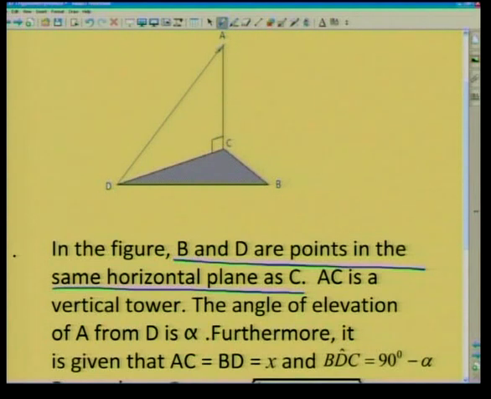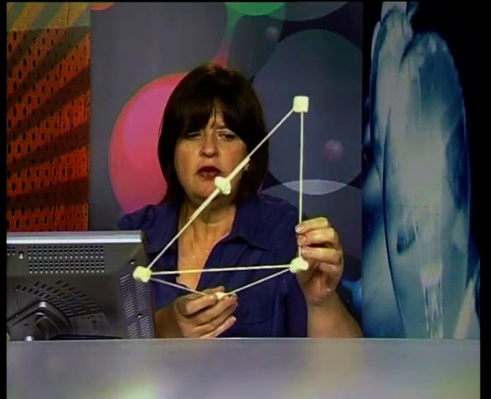Now, I've made a little model, and you're going to have a good laugh because I'm sure you've never seen satay sticks and marshmallows used for this purpose before. So let me just bring it up here for you. Now you can see here it is, quite clear in front of you. This over here is my AC. This here is my join from A to D. And this bottom thing over here is the floor, or the horizontal plane. So I'd stand it like this.